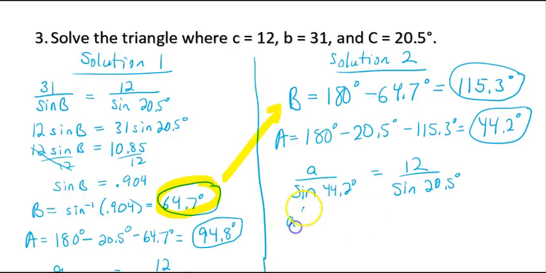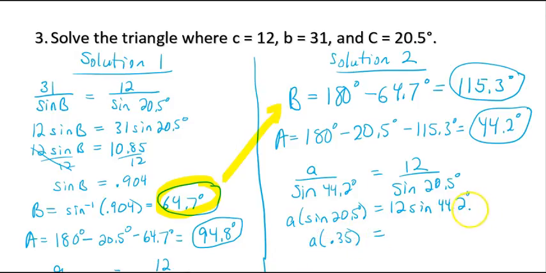Cross multiply: A times the sine of 20.5 is going to equal 12 times the sine of 44.2. And again, the sine of 20.5 is about 0.35, and this 12 sine 44.2 is about 8.37. And then I just have to divide, and A is 23.9. So that is how we get our second solution.